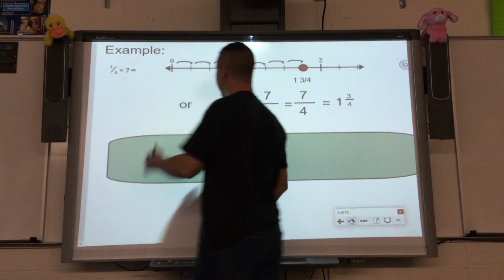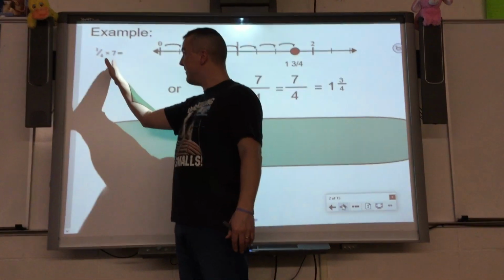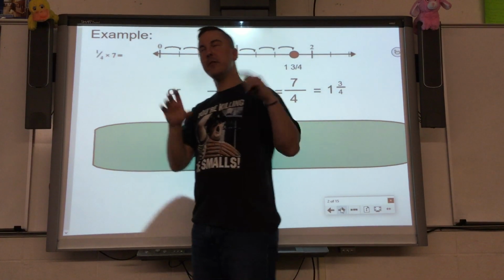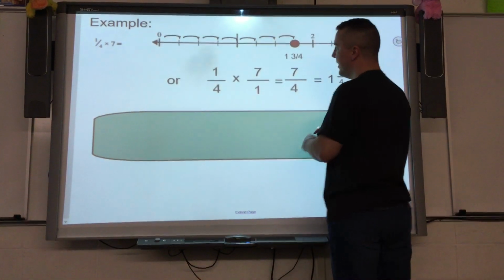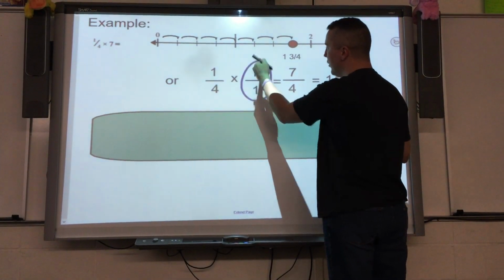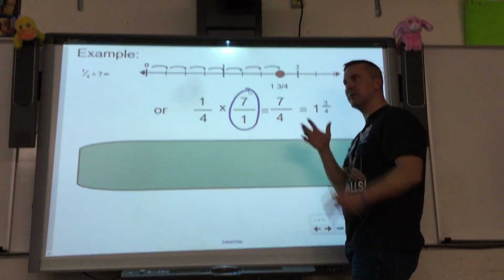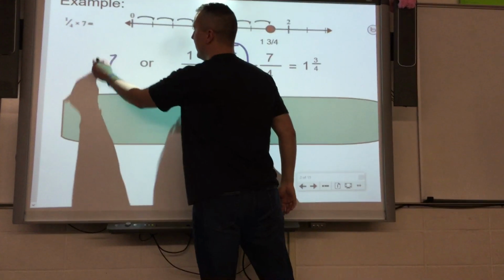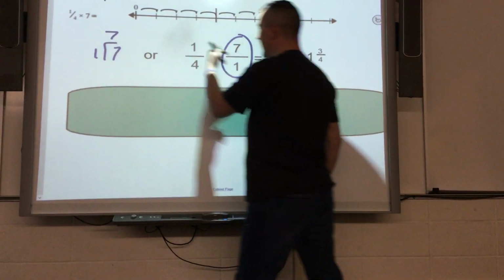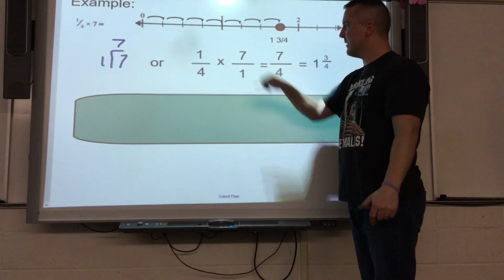For today, you got to think of it as this: 1/4 times 7, or I have 7 little 1/4s. And the thing about whole numbers is you can always put it over 1. 7 divided by 1 is 7. You can put any whole number over 1. So now this 7 looks like a fraction.